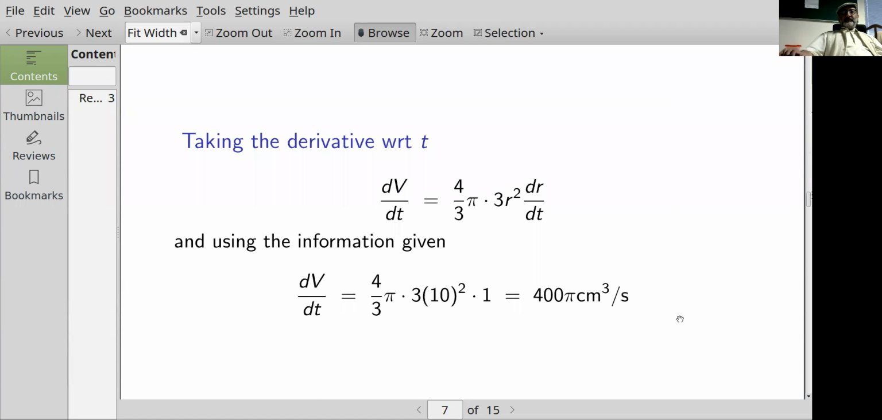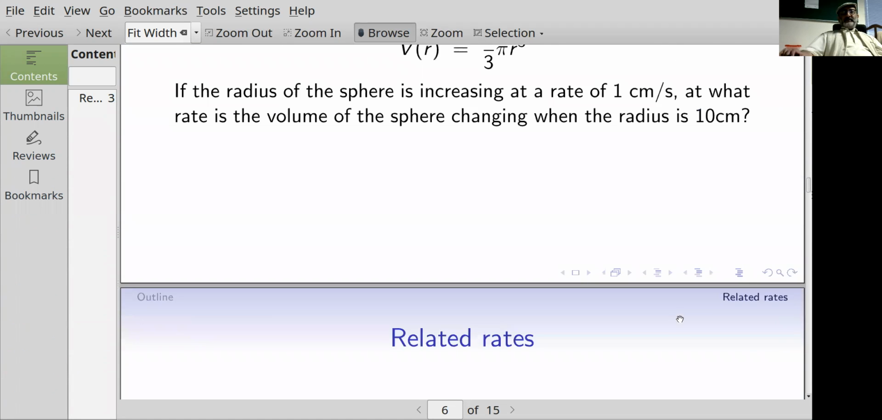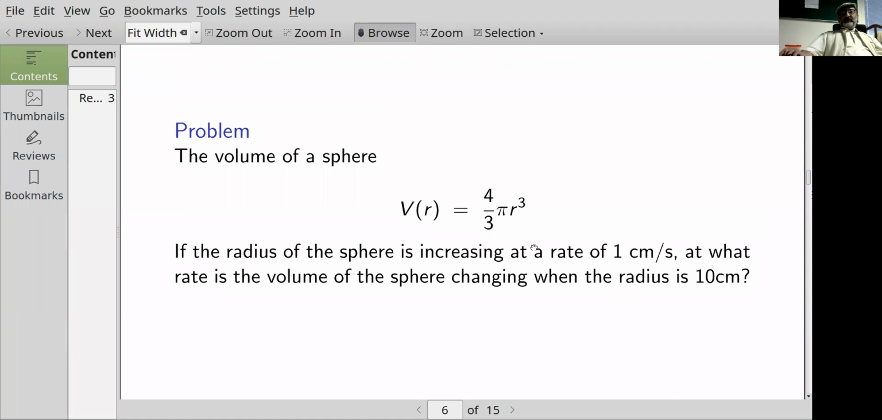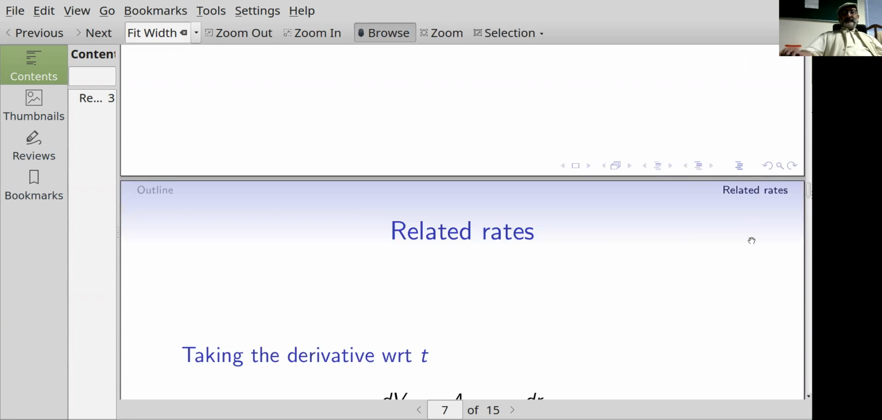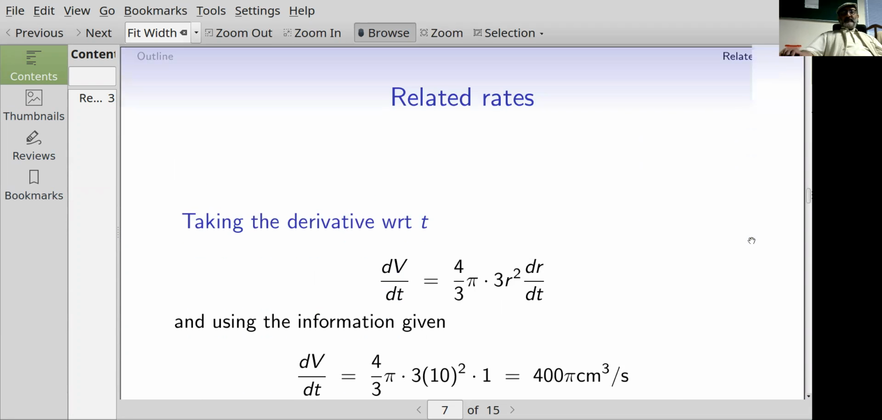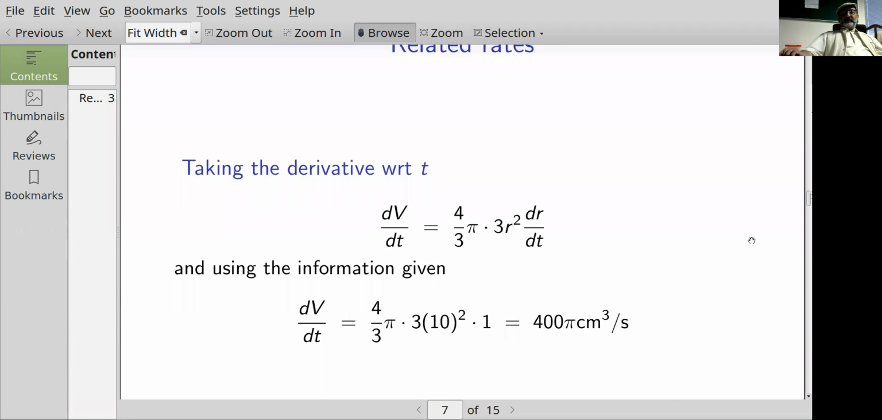Okay, so taking the derivative with respect to t, dV by dt is the right-hand side, take the derivative with respect to r, and then multiplied by dr by dt. So the derivative of 4/3 pi r cubed is 4/3 pi times 3r squared, and then r was a function of t, so you have to multiply by the inner derivative, dr by dt.